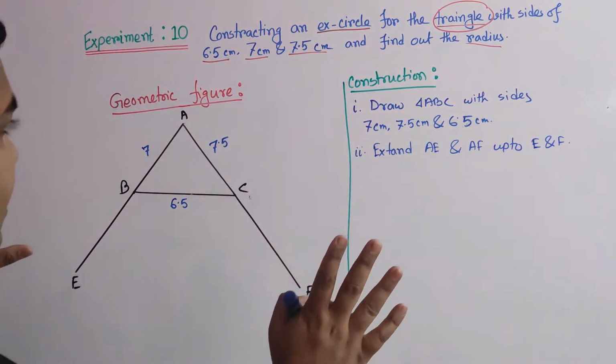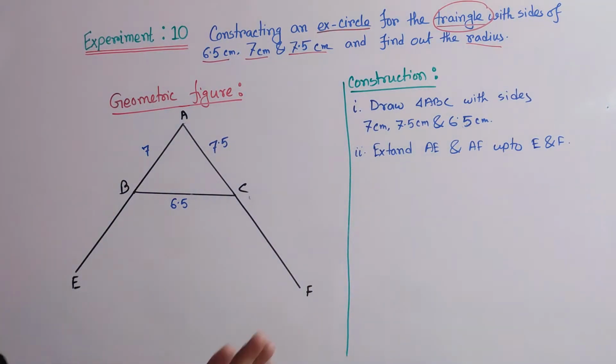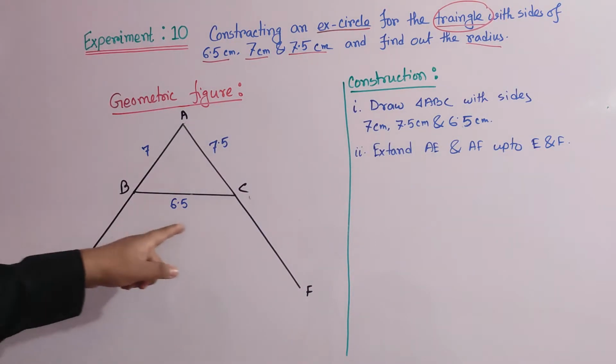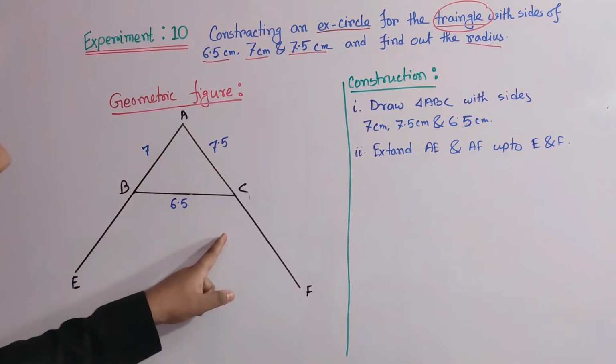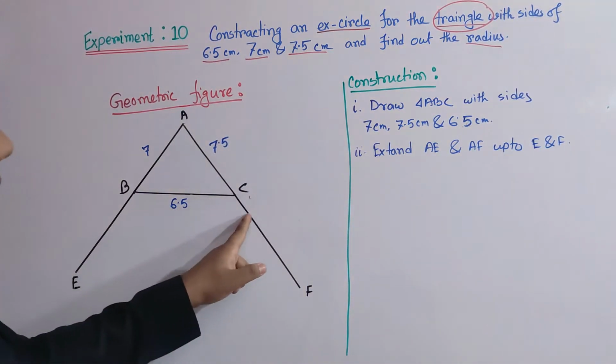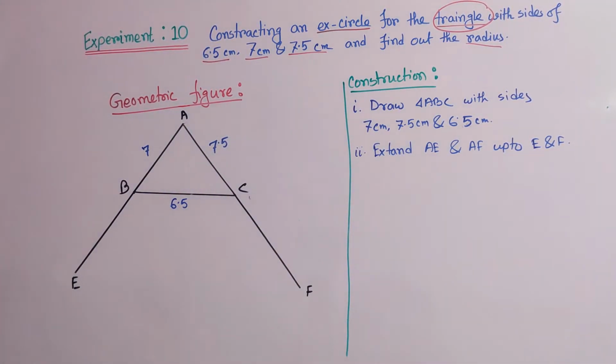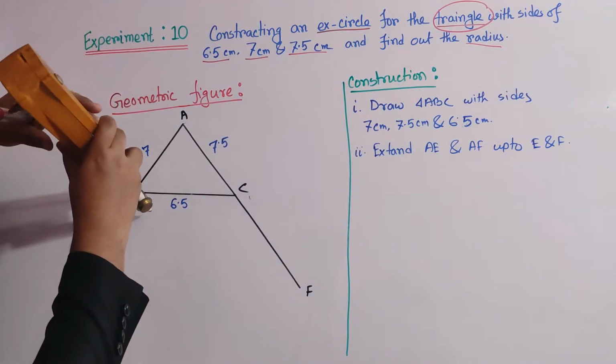Since we have already extended these two, we can say we have found two angles here. The first angle is here and the second angle is here. So draw two angles. Okay, now let us try to draw two angles here.